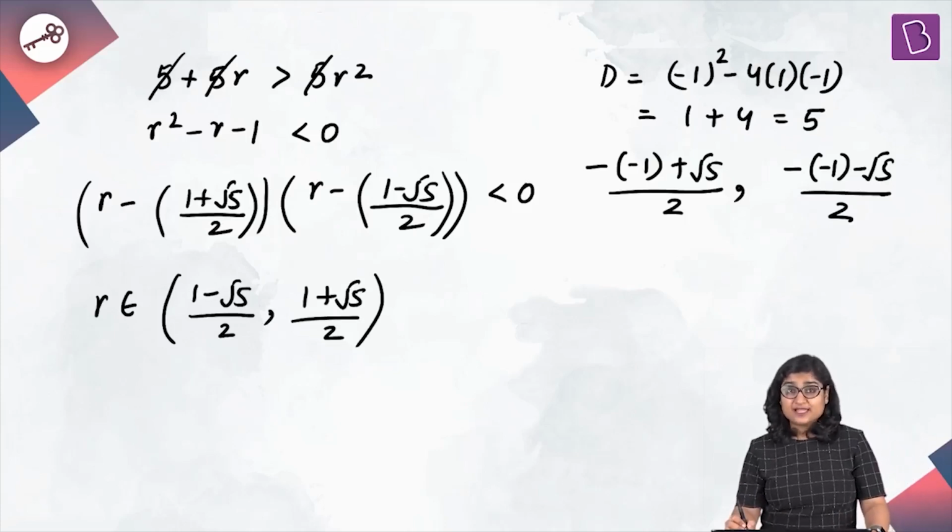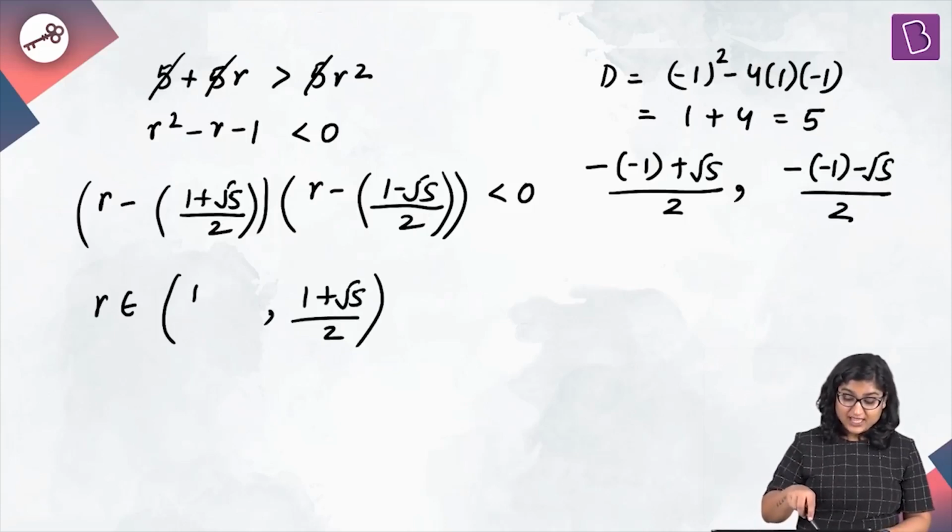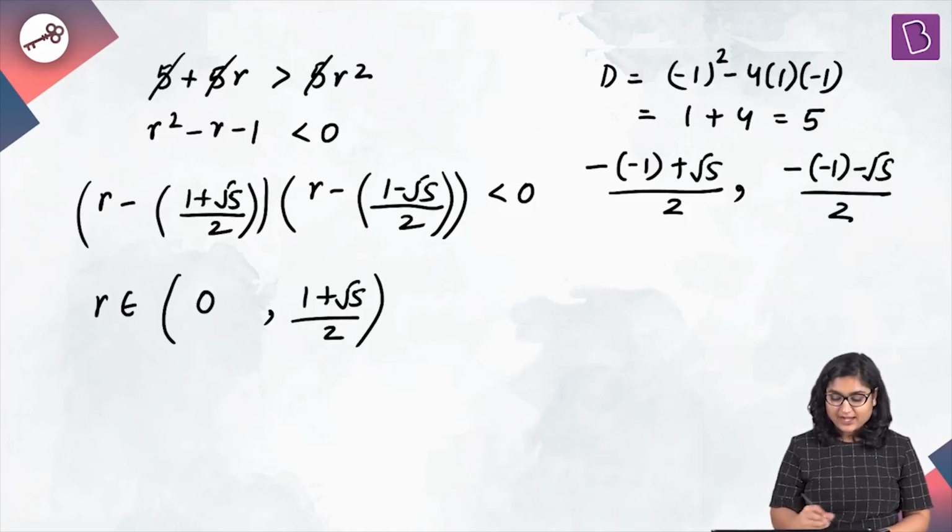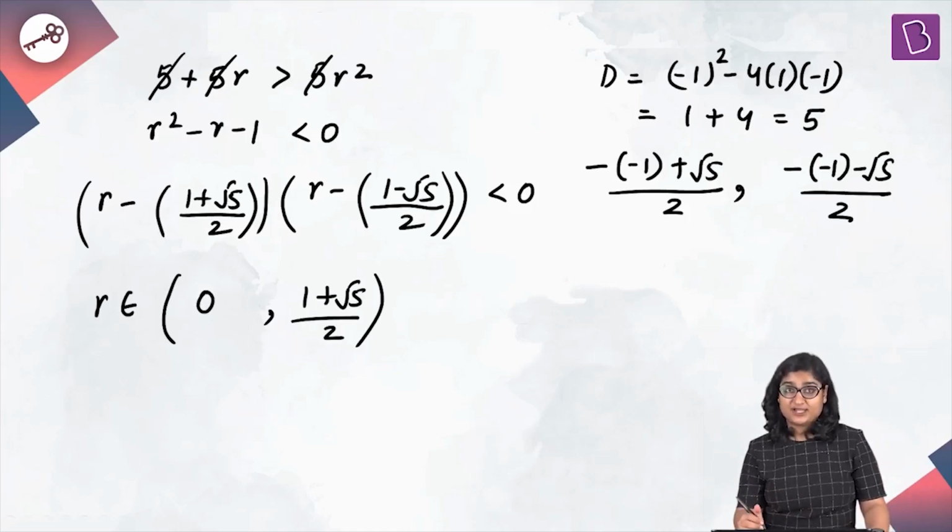Alright, as 5r is the length of a side of a triangle, r cannot be less than 0. That means we have to start from 0 and go up till (1 + √5)/2. We have got one interval in r. Alright, now let's talk about the second inequality, which is 5r + 5r² > 5.